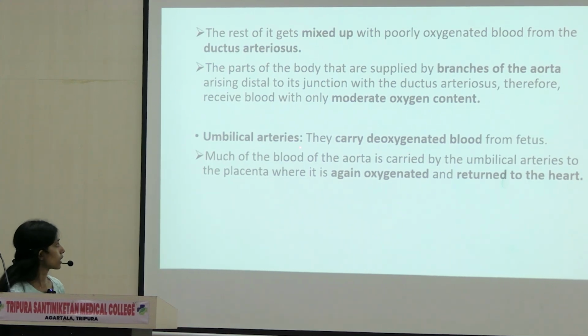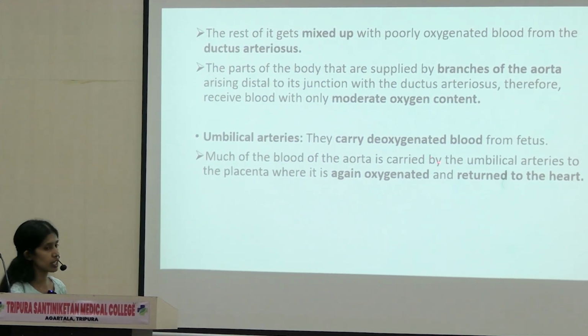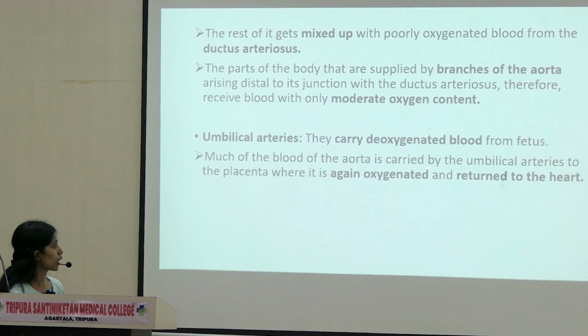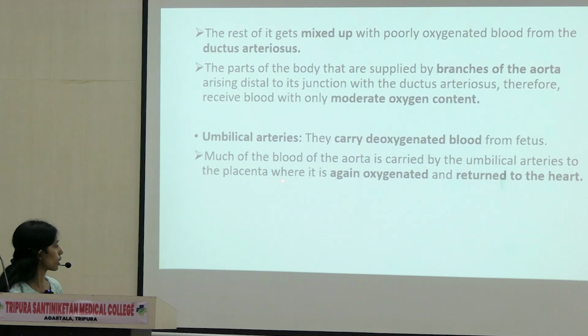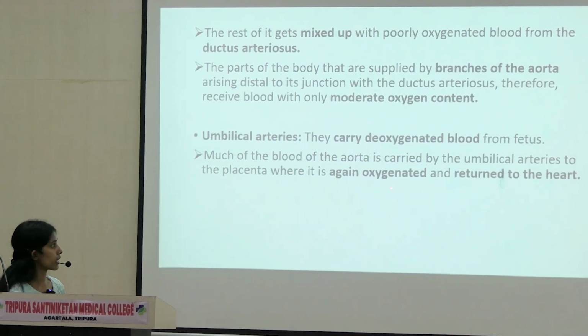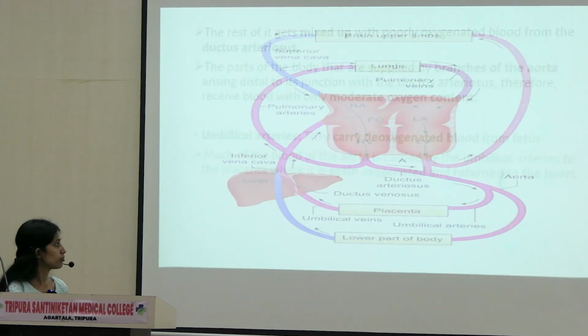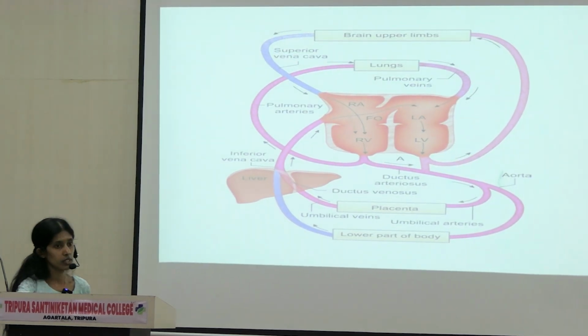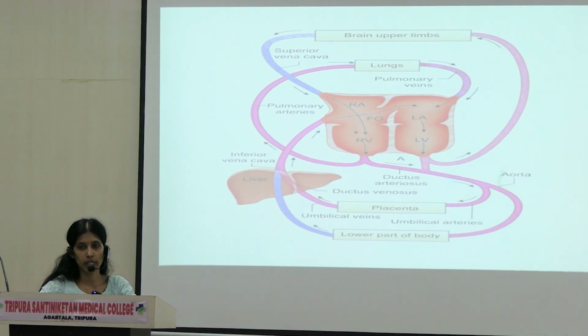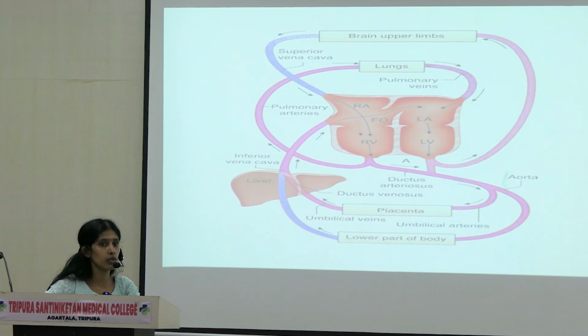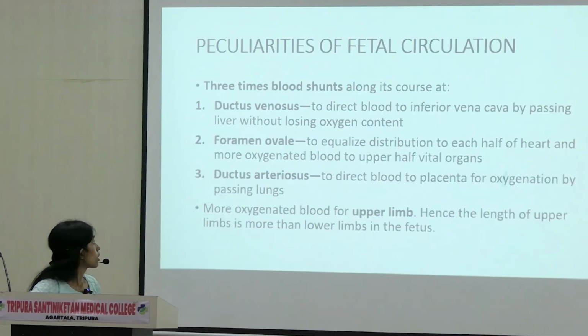Next we have the umbilical arteries. They carry deoxygenated blood from the fetus. Much of the blood of the aorta is carried by the umbilical artery to the placenta, where it is again oxygenated and returned to the heart. This is the picture which I have explained. You can take 2 minutes and revise the structures. If you have any doubts, you can discuss with me.